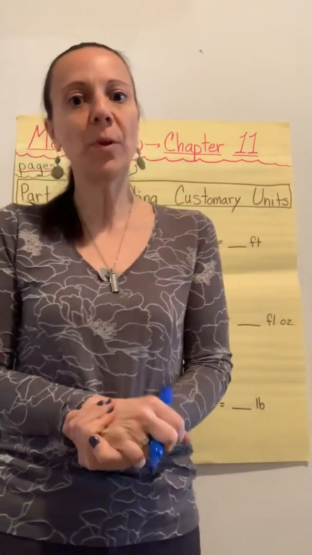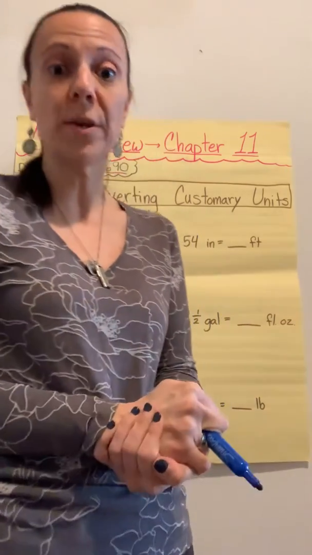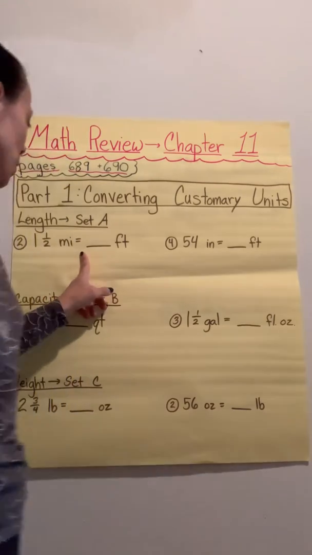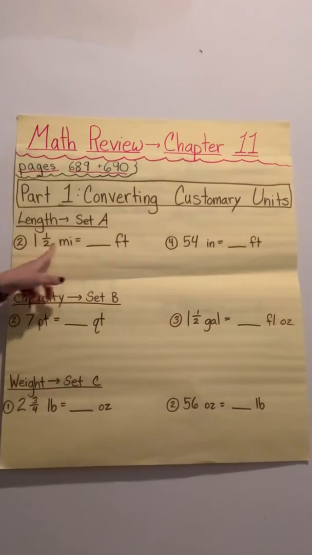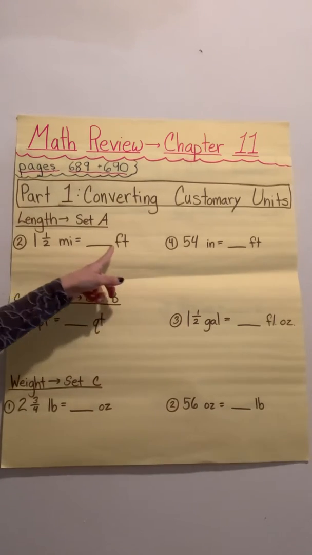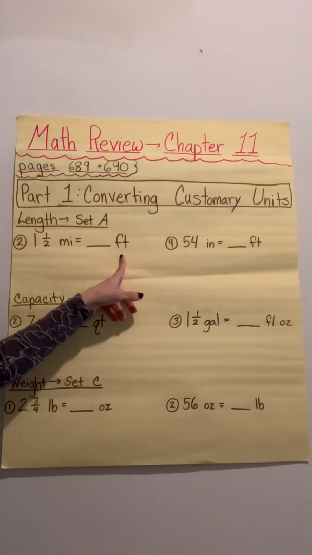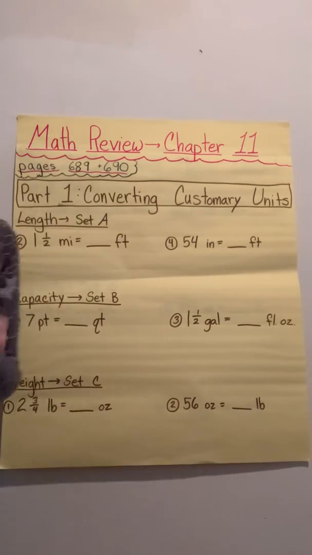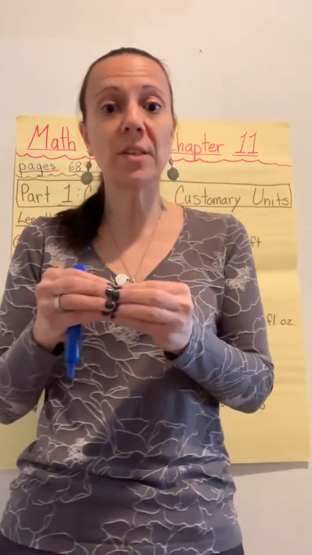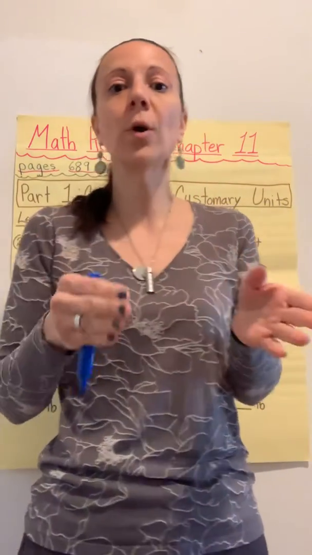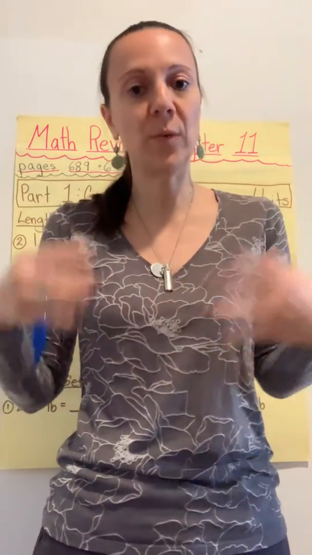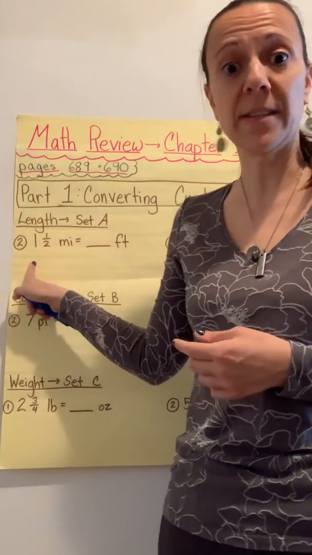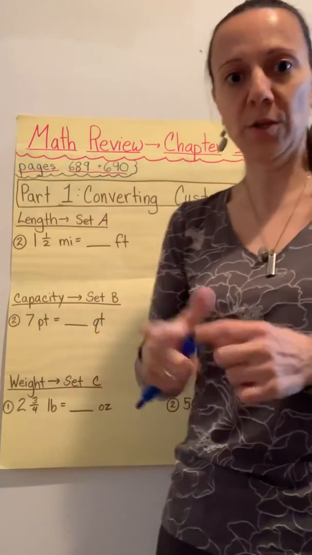So I've picked out a couple of problems here in length that I thought were a little tricky. First of all, we're in set A, and this is problem number 2. It asks you to convert 1.5 miles into feet. So first thing I always think about is whether my units are going from big to small or from small to big. Remember, when we're going to smaller units, we need more and we multiply. When we're going to bigger units, we need less and we divide. So this one is definitely going to a smaller unit. Miles are as big as they get. So to go to feet, I need to multiply.